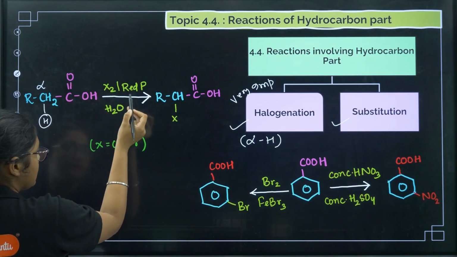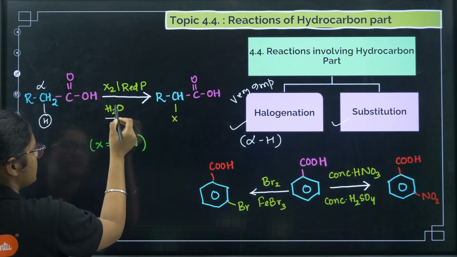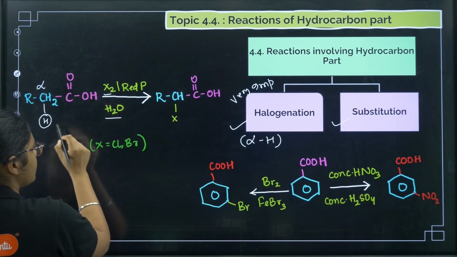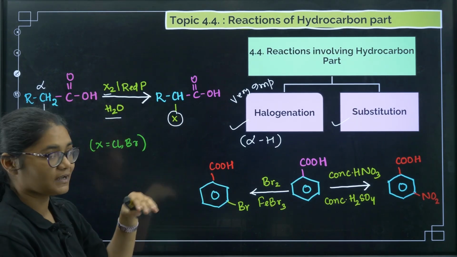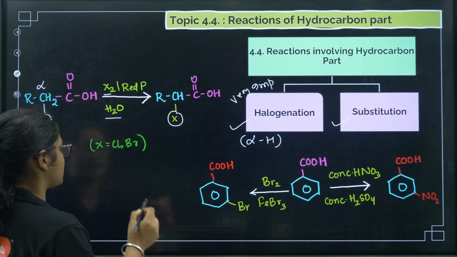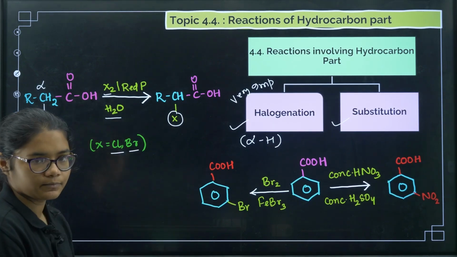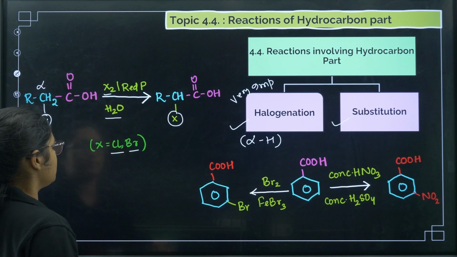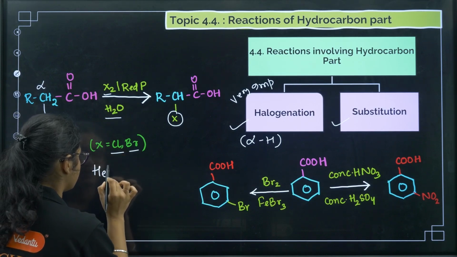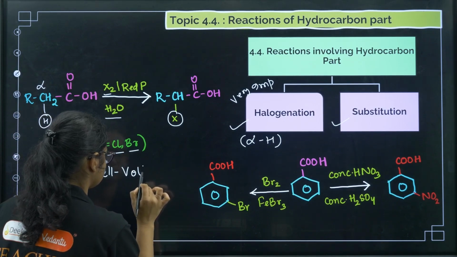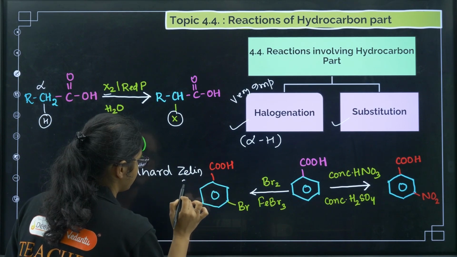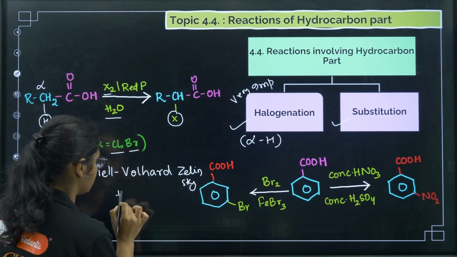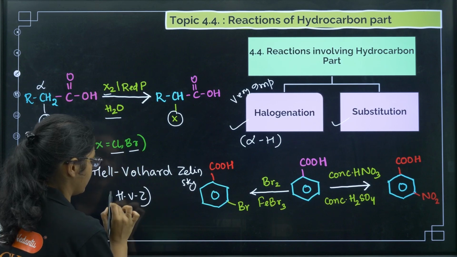Now if you treat it with X2, red phosphorus and water, what will happen? This alpha hydrogen gets converted to X, and X can be your chlorine or bromine. This is a name reaction and it is called the Hell-Volhard-Zelinsky reaction, or in short we can call it HVZ reaction.